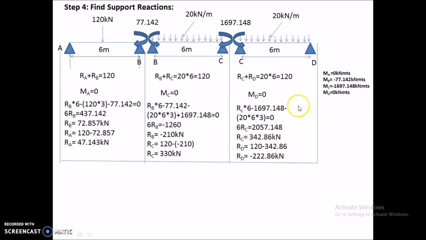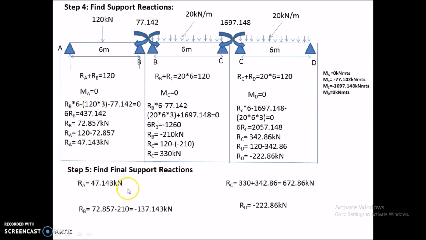Now to find out the final support reactions, we have to add all these values. Here RA, we had RA only here, that is RA value is 47.143 kilonewtons. We had RB values in both these spans. Here RB is 72.857 kilonewtons, and here RB is minus 210 kilonewtons. So by adding both these, we will get RB value as minus 137.143 kilonewtons.